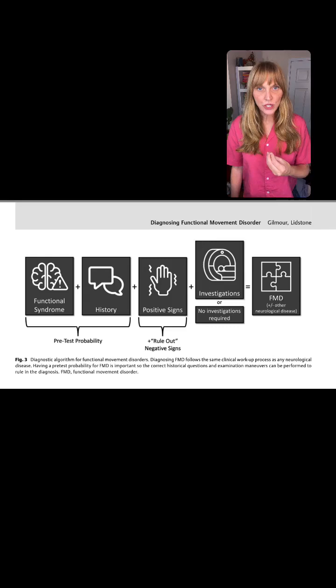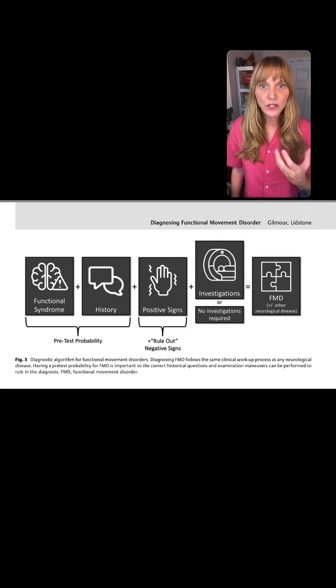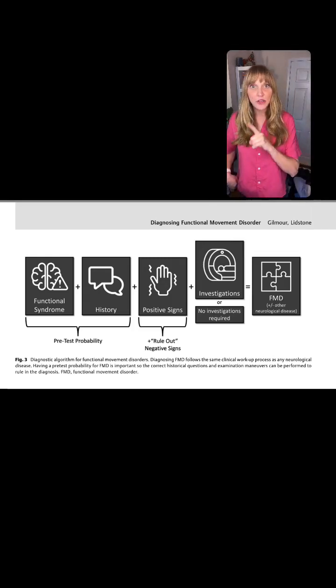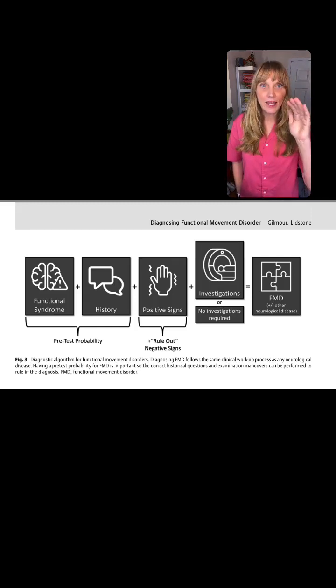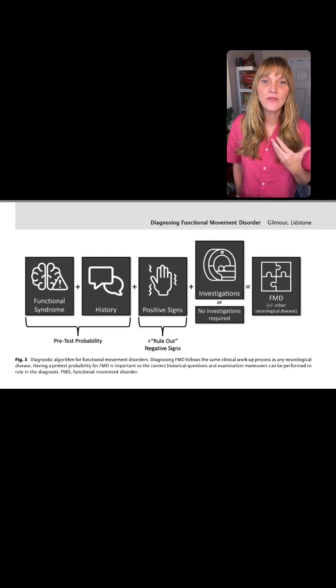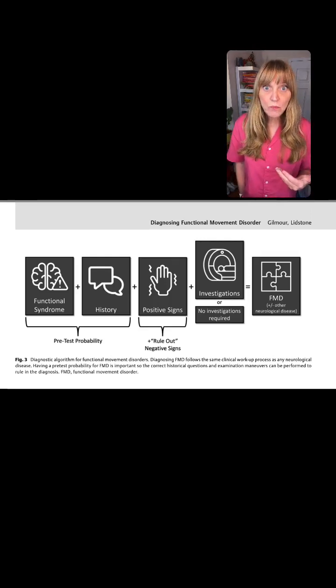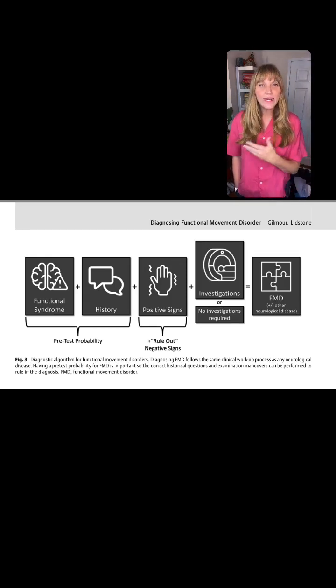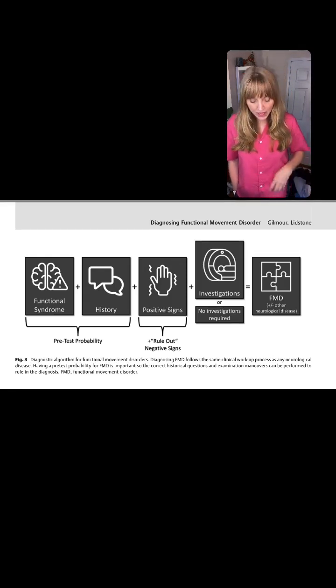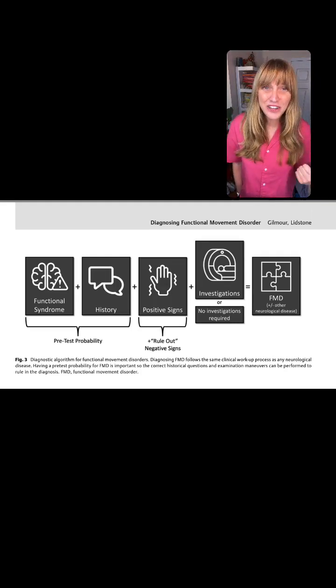So from that history, the neurologist is then going to do testing with positive signs. And I'm going to share with you a table in a couple of pieces of some of the positive signs in functional neurologic disorders. And there are some tests that are highly sensitive and specific for functional neurologic disorders. Also important are rule out or negative signs. And this means those signs that are consistent with other disorders.